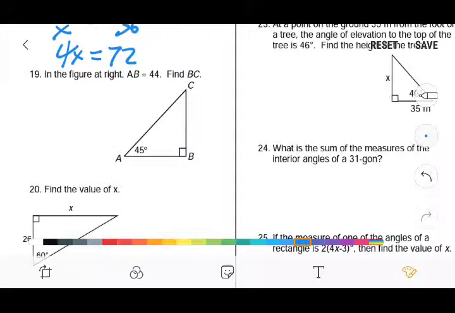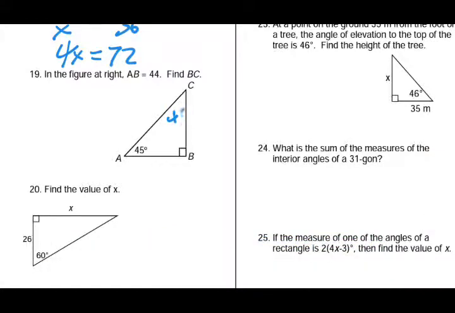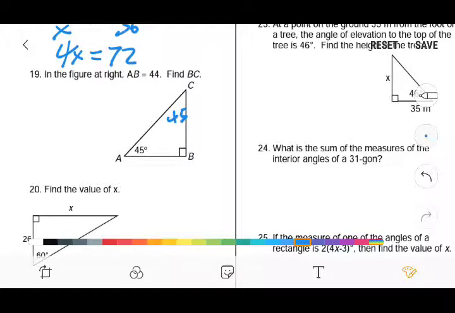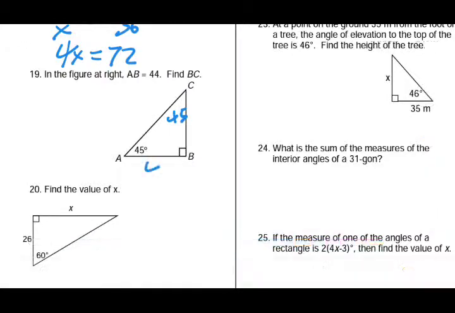You have a shortcut here for special right triangles. This is a 45, 45, 90 triangle. So if this is 44 over here, this is 44 over here also. So the answer is 44.